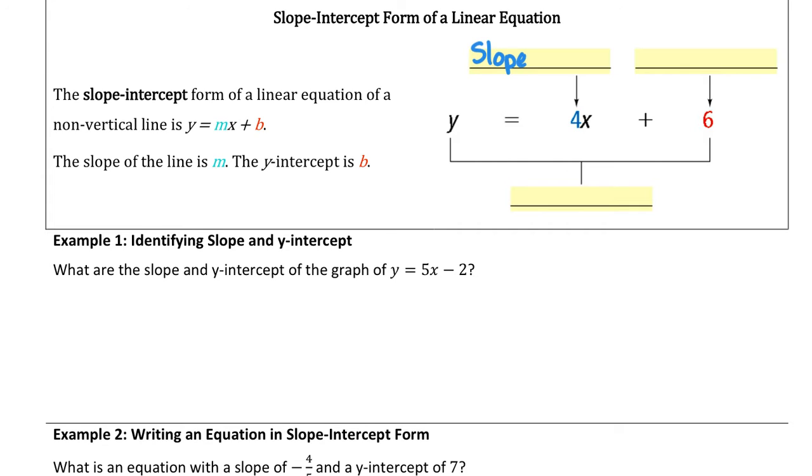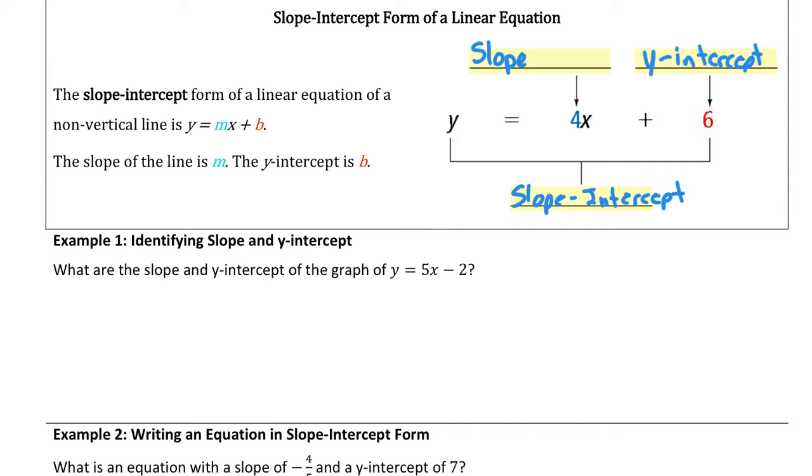B, the constant, the number that's being added or subtracted on the end. We call that the y-intercept. That is the y value on the y-axis where the line intersects the y-axis. Okay, that's the point on the y-axis where the graph crosses the y-axis. And then this entire equation is in slope-intercept form.